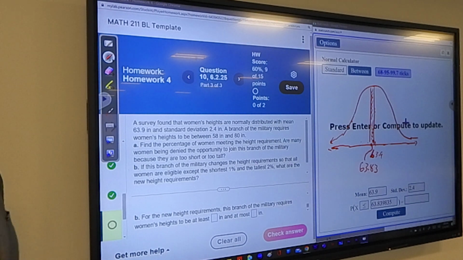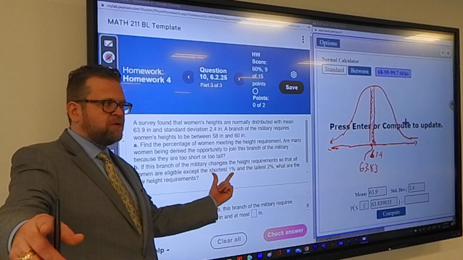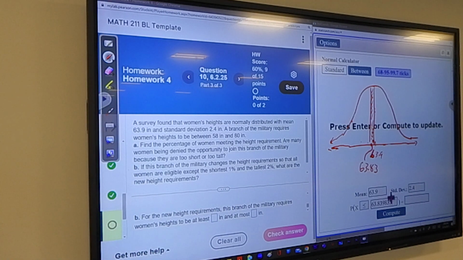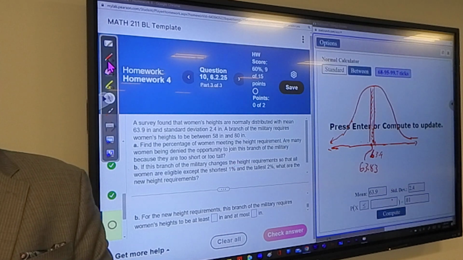Where do we want the 1% to show up? You want it in the tail. In the probability, we need to take out the 63.9 and put in the probability 0.01. And it's less than.